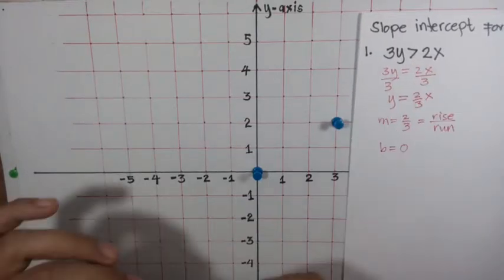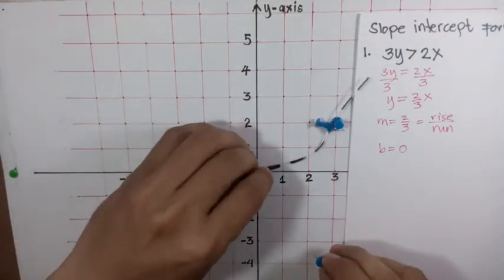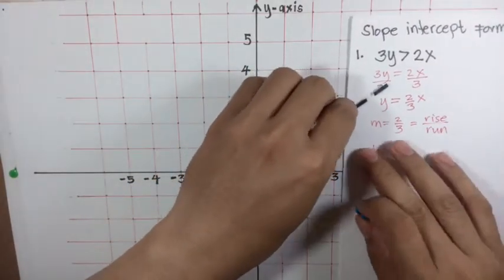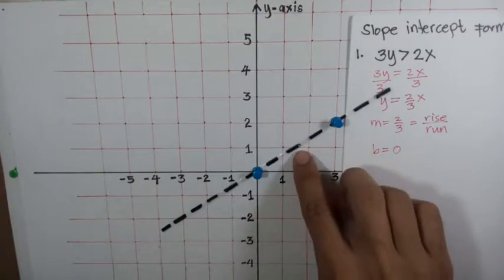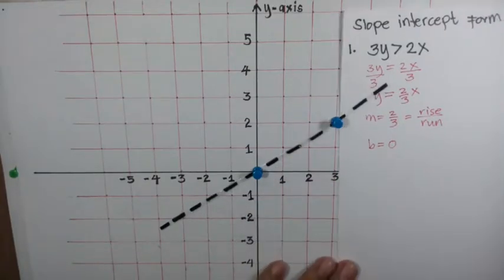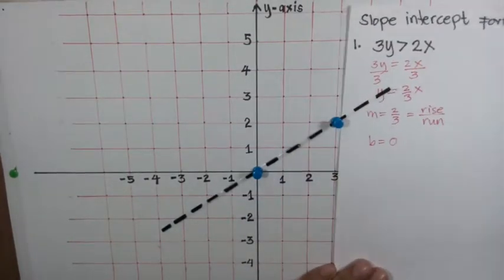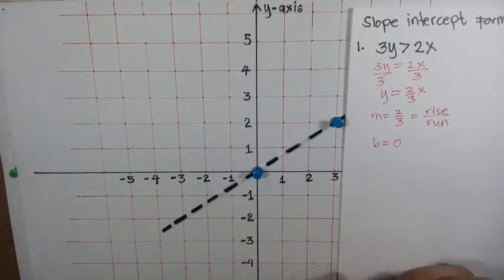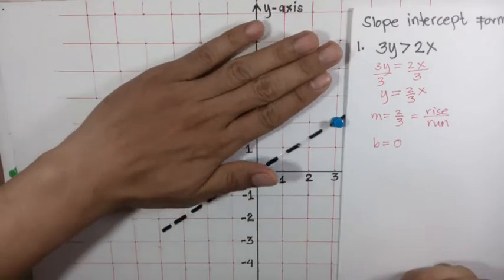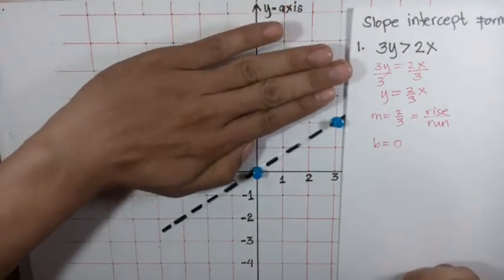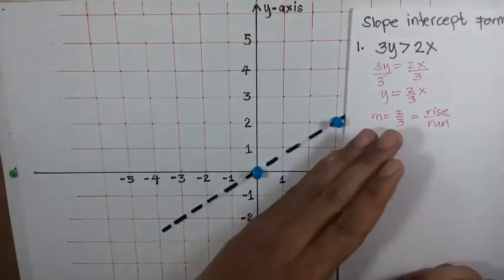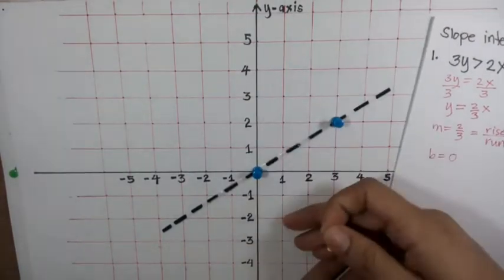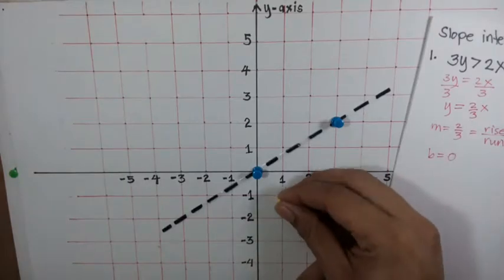So, I'll change that one. When you connect that, the result is a broken line. Meaning to say, this broken line is not part of the solution, since it is greater than. There is no equal symbol. Now, the next thing that we are going to do is test which part of the Cartesian plane is the solution, whether this part or this one. You choose any point from this part or that part. I will choose this point.